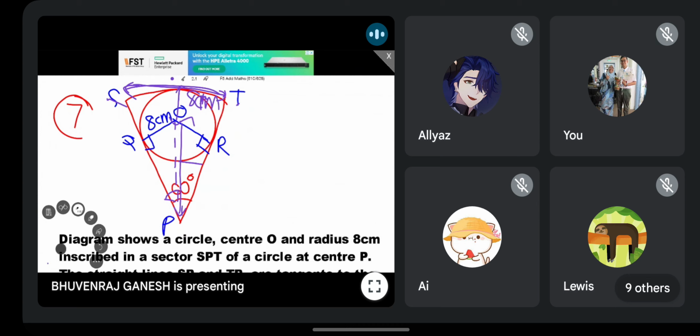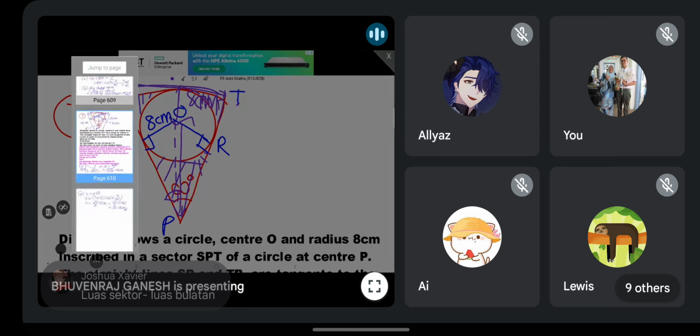Okay, so basically, the shaded region I want you to find is this one. I put all for you so that it's easier. I want you to find the shaded region for all of that. So guys, what is the concept? Apa konsep dia? What minus what? Yes, okay, correct. Luas sector minus luas bulatan.